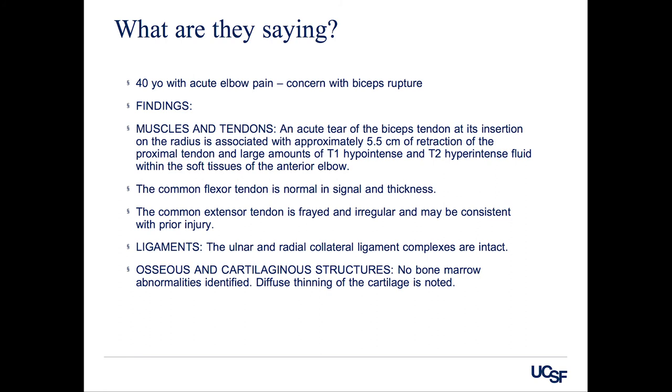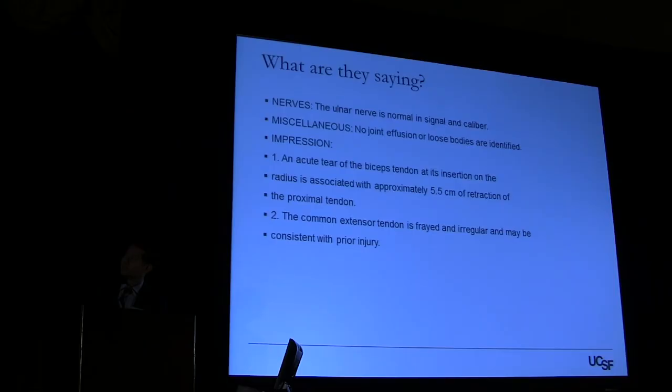And then here, a 40-year-old with elbow pain and a biceps. We're worried a little bit about him rupturing the biceps. Okay, and then these are all their findings, and then we go to the end here. This impression is very good, actually. An acute tear of the biceps at its insertion and a retraction of 5 centimeters, okay? So that tells us this is an acute tear and that it's kind of pulled back, so we need to get this back to where it needs to be.